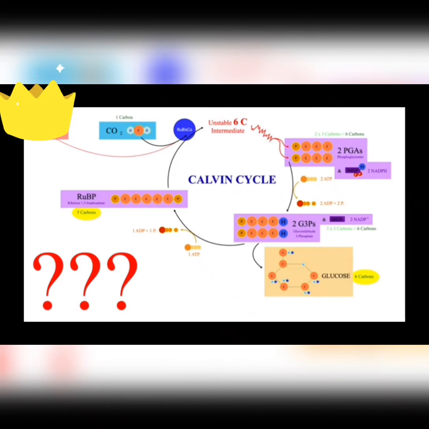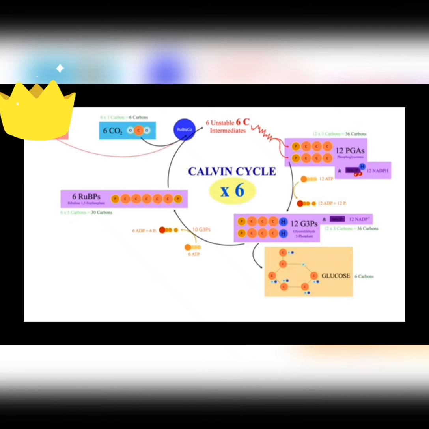But hang on, something doesn't quite add up. We produce two G3Ps, each of which has 3 carbons. How are we going to produce glucose, which has 6 carbons, and RuBP, which has 5 carbons? In reality, we have to consider 6 rounds of the Calvin cycle, all happening at the same time. We actually need 6 CO2 molecules to enter the Calvin cycle to produce 1 molecule of glucose, one for each carbon. With these 6 cycles happening at once, we have 12 G3Ps produced for a total of 36 carbons.